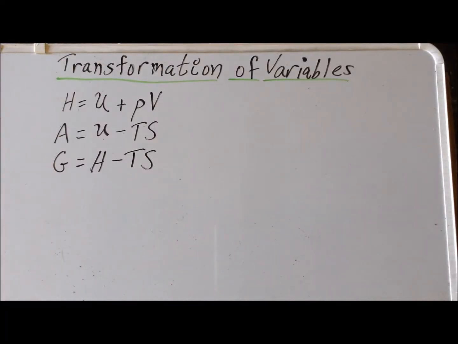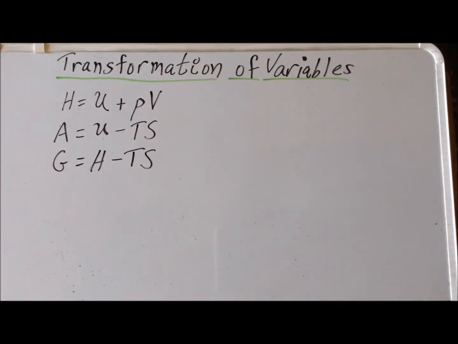Hello. In this video, we are going to look at the transformation of variables in thermodynamic functions. We recall that by definition, the enthalpy H is the internal energy U plus the product of the pressure and the volume. The Helmholtz free energy A is the internal energy U, and then we subtract this product, the entropy S and the temperature T.